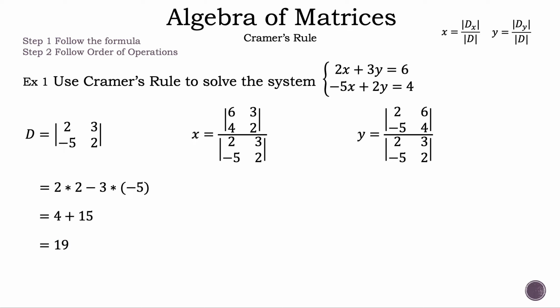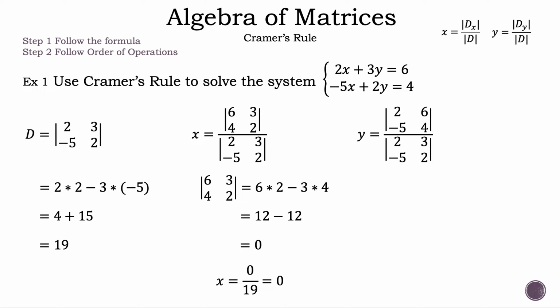Now we're going to find the determinant sub x and multiply 6 times 2 and subtract 3 times 4. And now we have 6 times 2 minus 3 times 4. And 6 times 2 is 12, and minus 3 times 4 is minus 12. And now we have 12 minus 12, and the result of that is 0. And now we're going to divide 0 and 19 to find the x part of our ordered pair, and 0 divided by 19 is 0. And now we found the x part of our ordered pair.